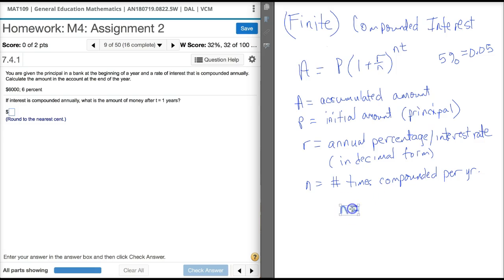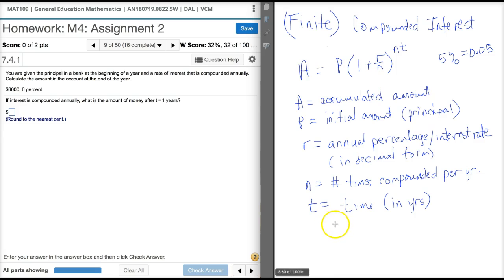Now, in terms of T, T is time, and time is always in years unless you're asked to do otherwise. So for instance, if we're given time is equal to 2 years, that we have some money that we borrowed and we need to pay back, then of course T would be 2 in that instance.